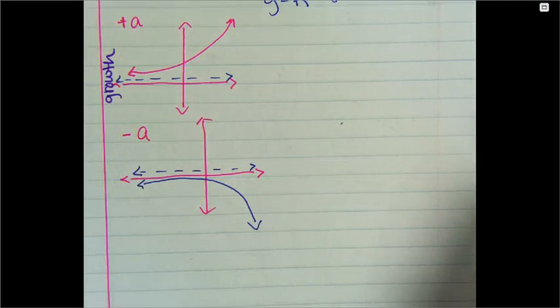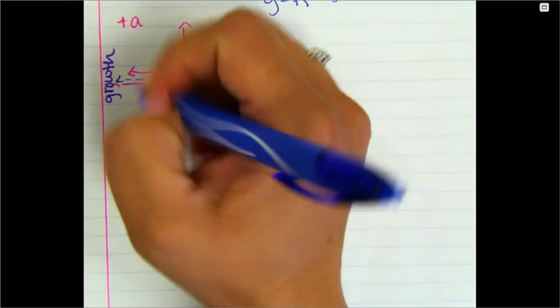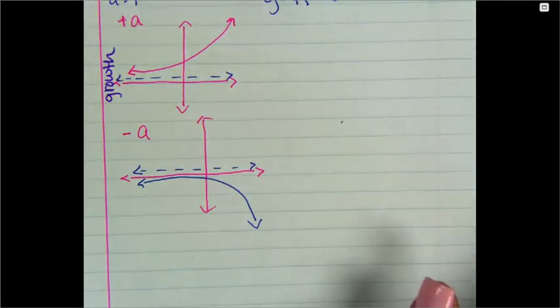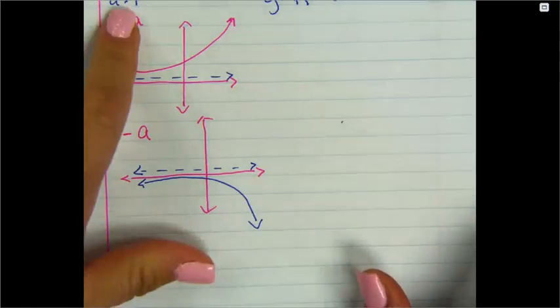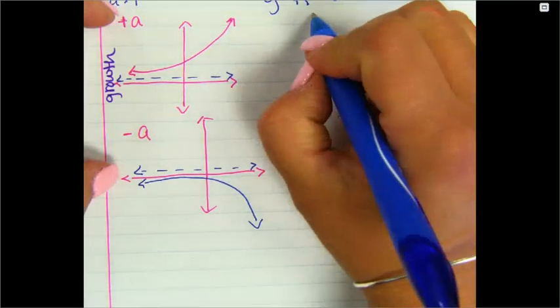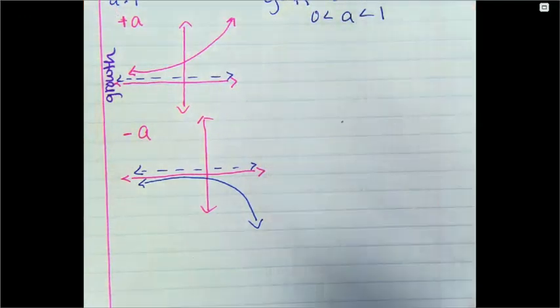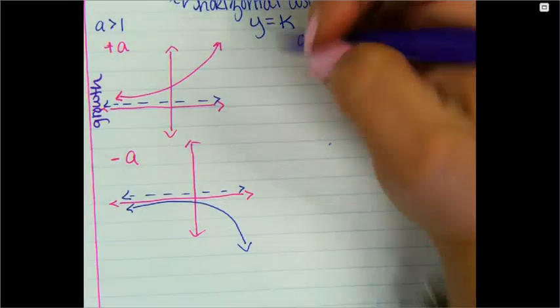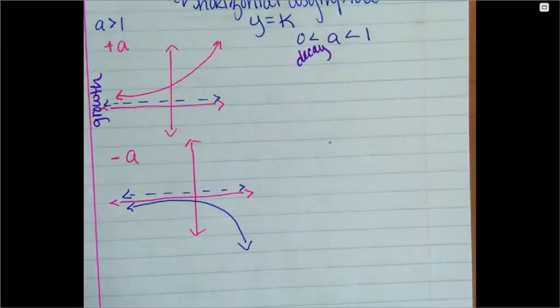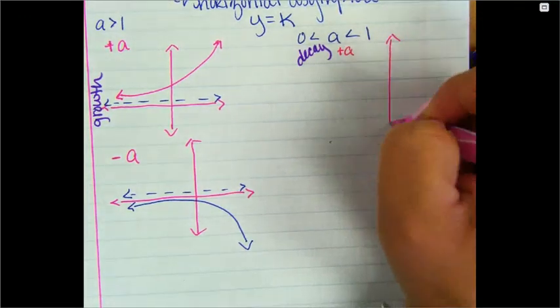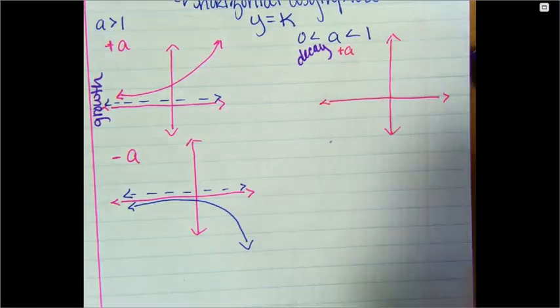Growth means that A is greater than 1. So for growth, your A is greater than 1. Can it be a negative number? Yes. But it's like 4, 2, 1.5. As long as A is greater than 1, whether it's negative or positive, you have growth. When you're between 0 and 1, whether you're negative or positive, then you have decay. Decay, when you have a positive A, you've seen before. It's what you do in IM1.